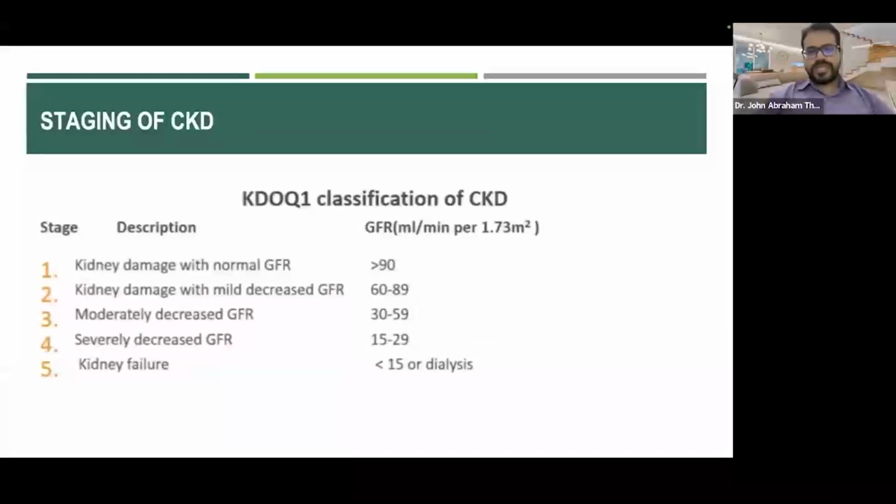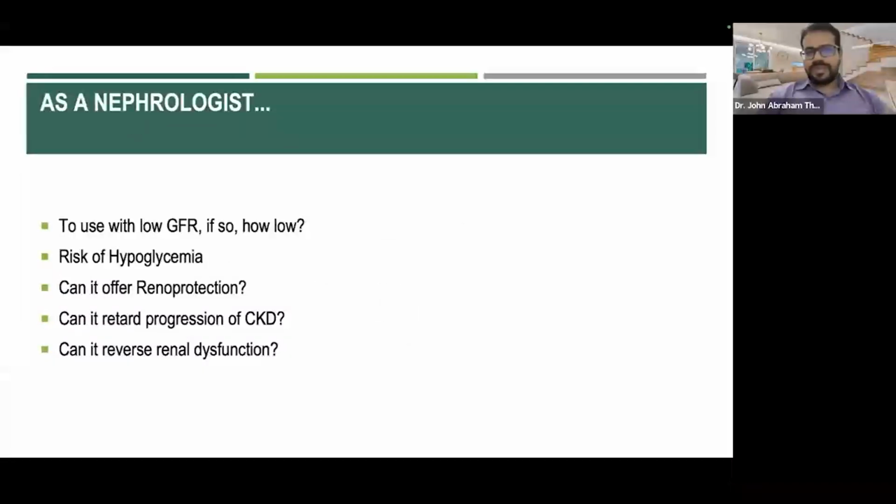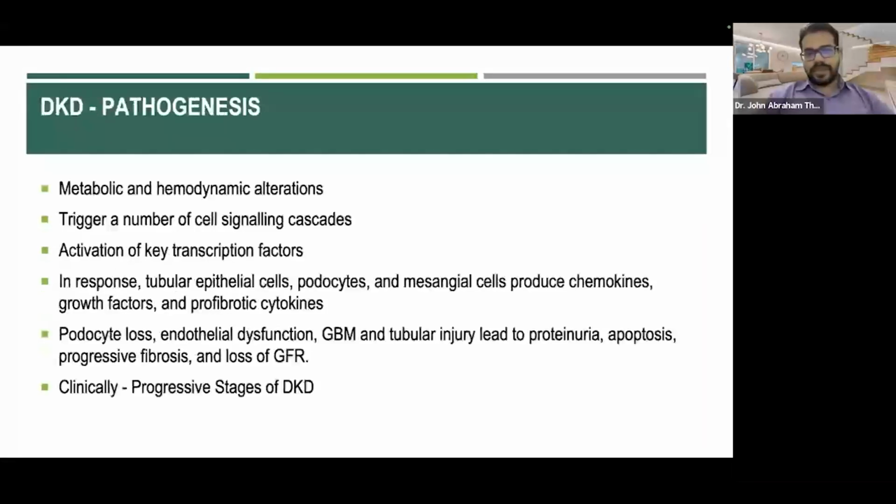So we know the KDIGO staging of CKD, the various glomerular stages, and the KDIGO classification. As a nephrologist, we have to use oral anti-diabetic agents. So when to use, how long to use, and with what GFR? What is the risk that the patient is having with your oral anti-diabetic drugs in view of hypoglycemia? Can this oral anti-diabetic drug offer renal protection? Can it retard the progression of CKD? Can it reverse renal dysfunction? So these are the things which come to a nephrologist's mind when you are managing diabetes in kidney disease.